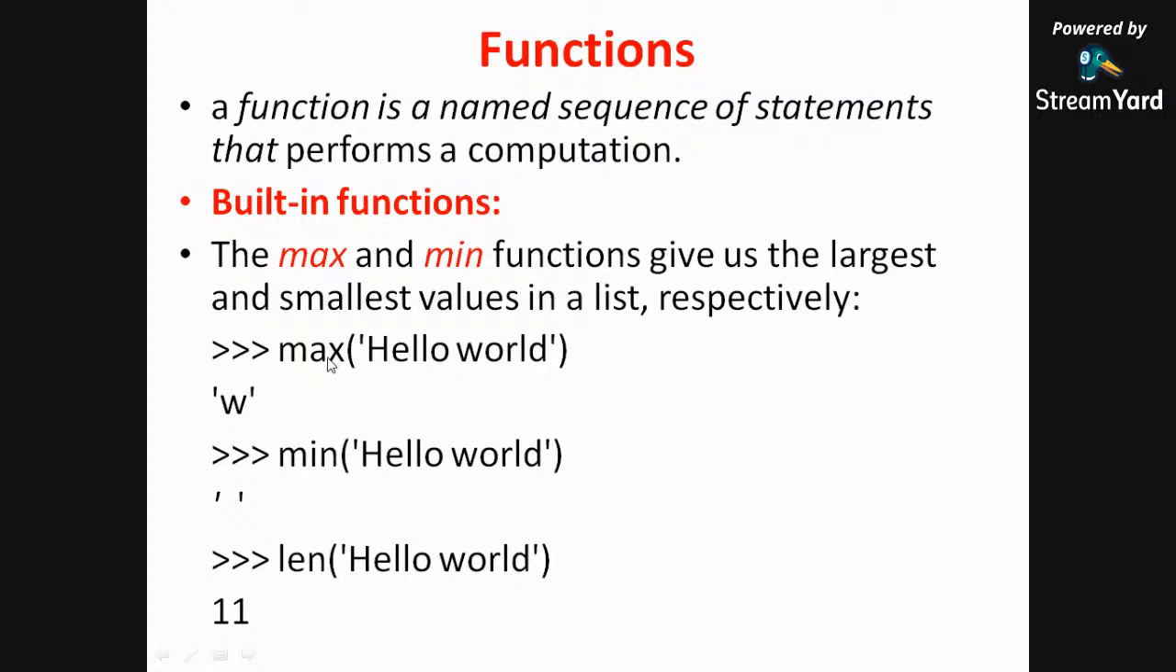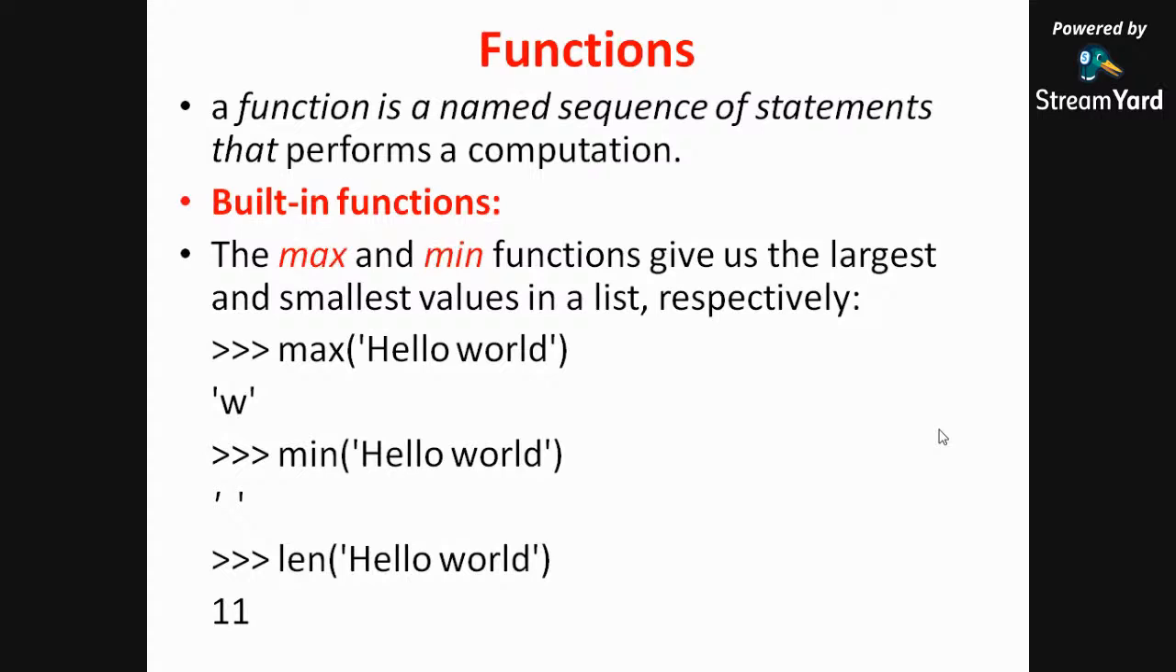Okay, so why does the max function display w? If you observe all the alphabets here, w is the last alphabet. It compares the ASCII values of these letters, and w's ASCII value is maximum. That's why it displayed a w. In the second case, after hello we have white space, then followed by world. White space's ASCII value is minimum. That's why it displayed a white space there. You can go through the ASCII chart afterwards and confirm these things.